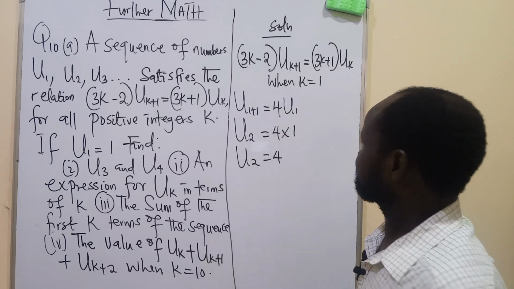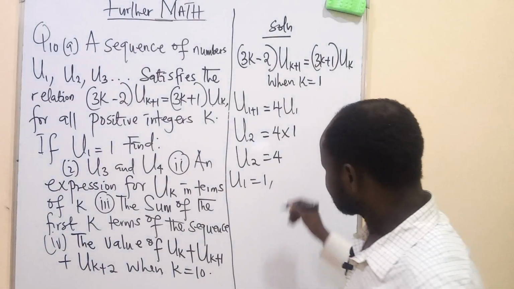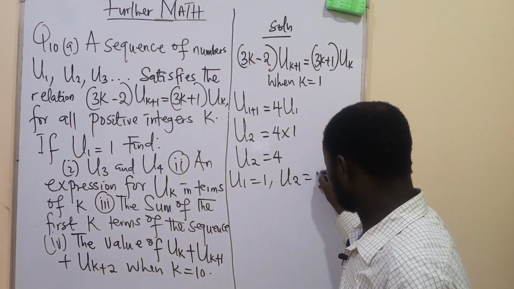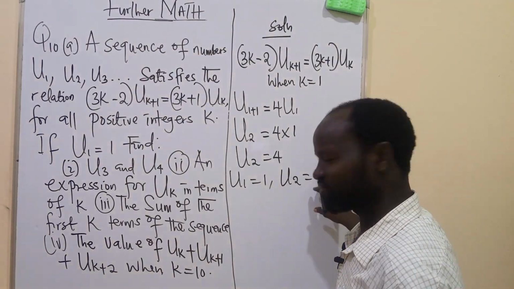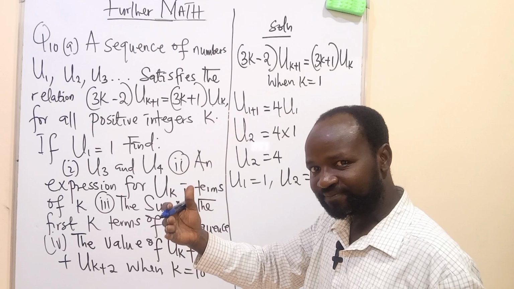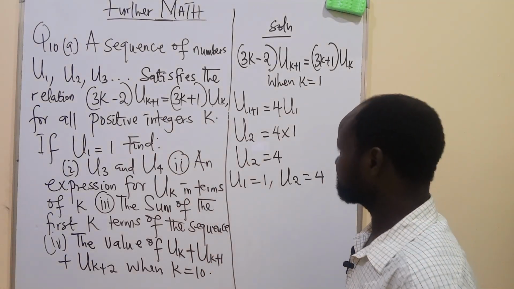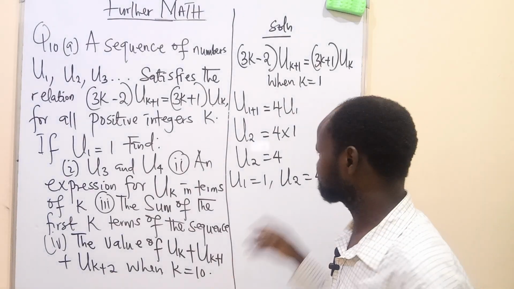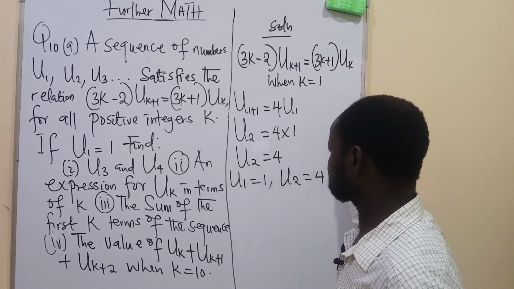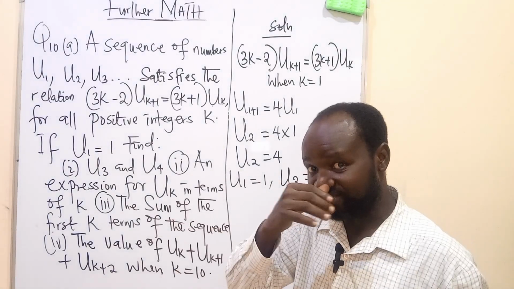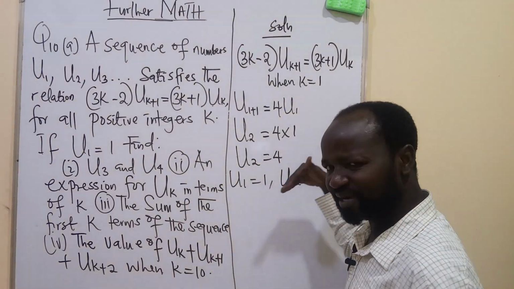So let's look at the pattern of this sequence. If u1 is equal to 1, then u2, the second term, is equal to 4. What's happening here? Let's look at this very well. From 1 to 4, it's increasing by 3. So it means this is an arithmetic progression. How do we know whether it is an arithmetic progression? If we subtract the first term from the second term, and the second term from the third term, and it gives us the same result, it means it is an arithmetic progression. So from 1 to 4 is increasing by 3.